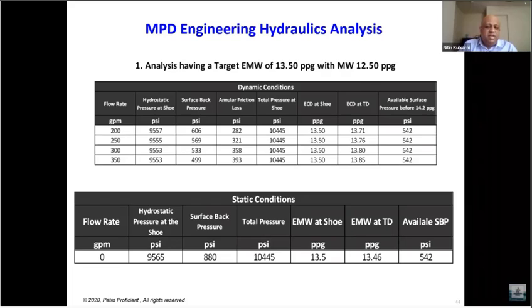It says available surface pressure before 14.2 ppg. So how much more pressure you can apply in this whole section is what is important. So this is how it works, and this is how the planning process is done.